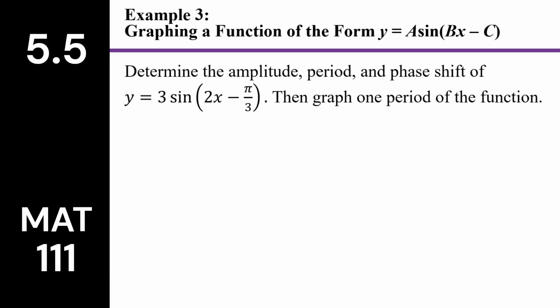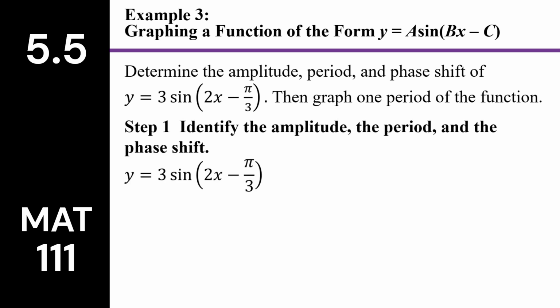In this example, we're asked to find the amplitude, period, and phase shift of the function, and then graph one period. We'll begin by identifying A, B, and C. Notice that C is positive. This is because there's a negative in the formula.